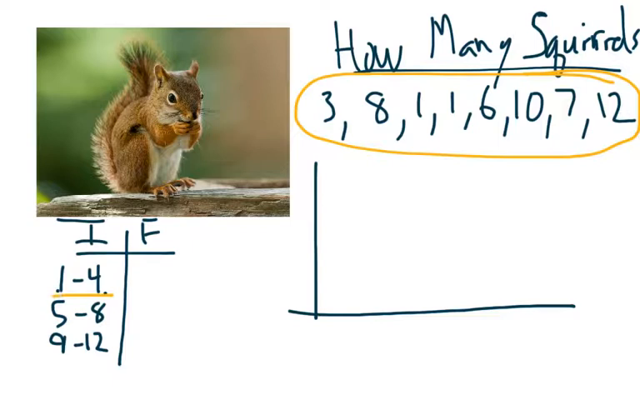1 to 4 squirrels: 1, 2, 3. So I saw it 3 times. How many times did I see 5 to 8 squirrels? 1, 2, 3. 3 times. And finally, how many times did I see 9 to 12? 1, 2. 2 times. So when it comes to making the histogram, our x-axis is going to be our interval.